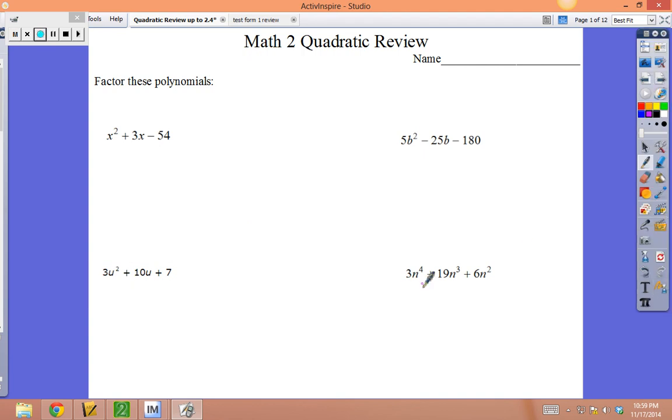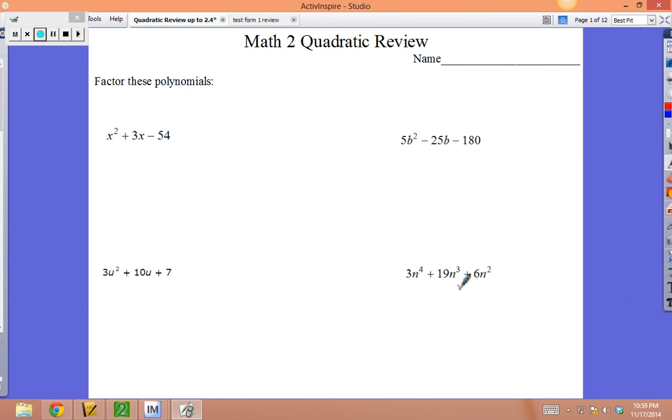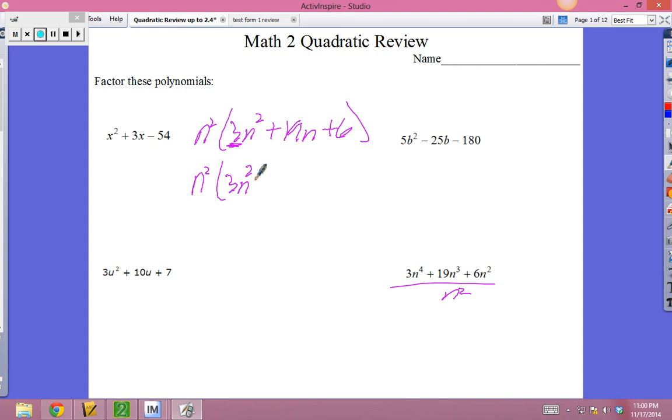This last one, 3n to the 4th plus 19n cubed plus 6n squared. Okay, 3 and 19 and 6 got nothing in common, but they've all got some n's. I'm going to divide them all by n squared. So it's going to be n squared times (3n squared plus 19n plus 6). Now, because it does not start with a 1, it starts with the 3, I've got to use this approach. I'm going to copy and paste 3n squared. I'm going to break up 19. I'm going to leave 6 alone.